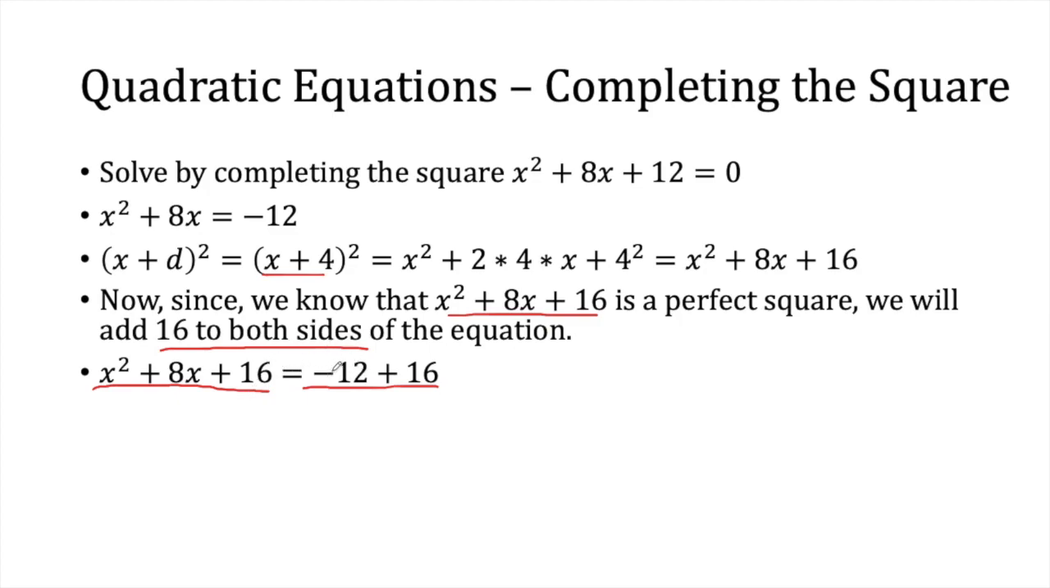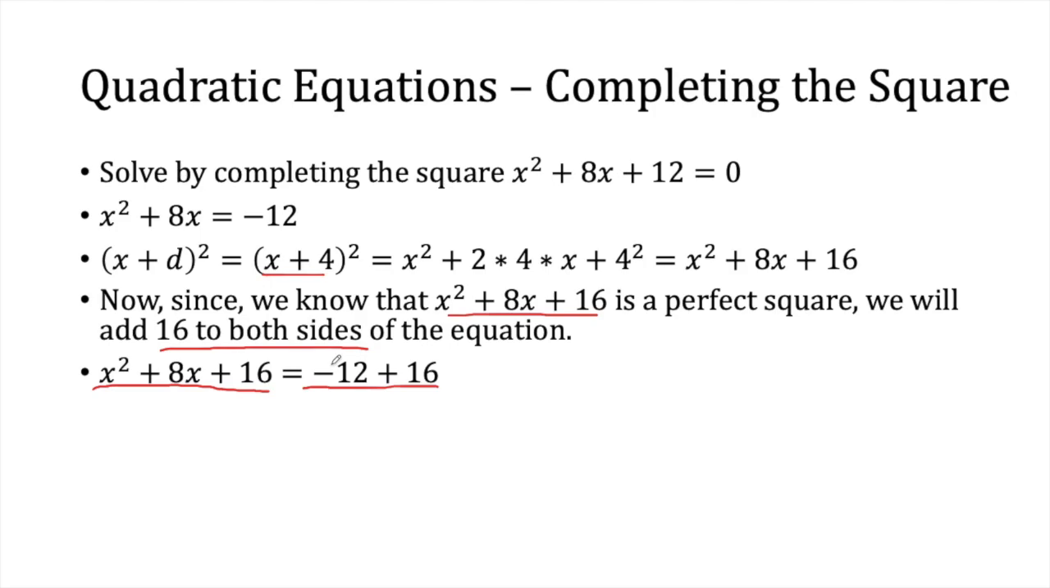If we had not moved this 12 to the right hand side of the equation, we would have added 16 to both sides, and on the left hand side, you would have gotten x squared plus 8x plus 12 plus 16, which would give you x squared plus 8x plus 28. And on the right hand side, you would have had only 16. And then subtracting 16 from both sides, you would have come back to your original equation of x squared plus 8x plus 12, which would not get you anywhere. So in order to avoid such mistakes from happening, we just take this constant term to the right hand side.